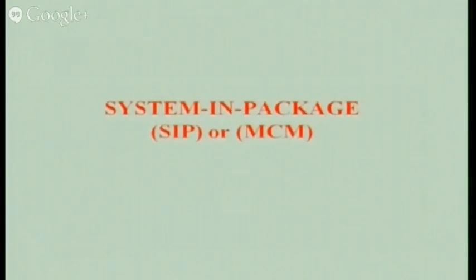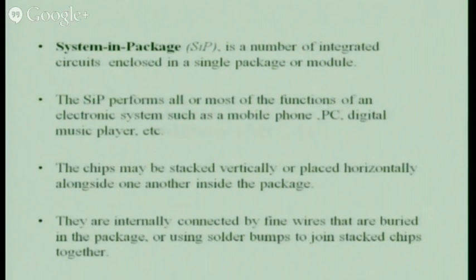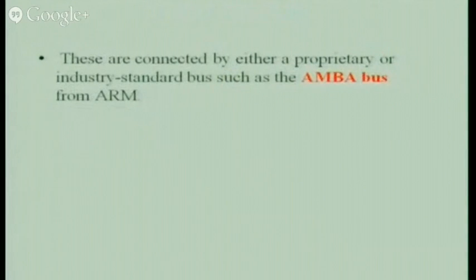Now, if it is not possible to construct an SoC for a given system, what will we do in that case? We go for some other alternate option. In that case, we have system in package or multiple chip module. So in case of SIP, the multiple chip module, if it is not feasible to construct an SoC for a given system, we will opt for this option. In this case, we have a number of chips. For all those blocks which are available in an SoC, for each block we have a chip in this SIP, that is in the multiple chip module. And these chips are stacked either in a horizontal or in a vertical fashion. Also these are connected by either a proprietary or industry standard bus such as the AMBA bus, which is available from the ARM Corporation.